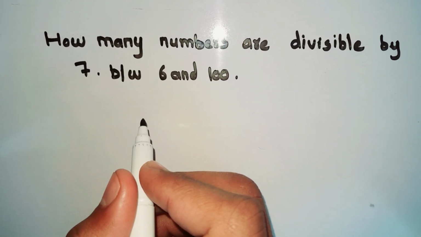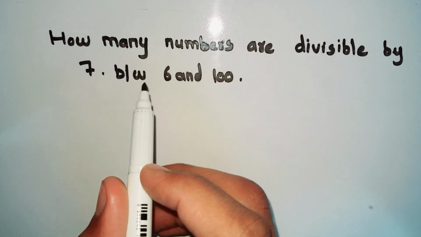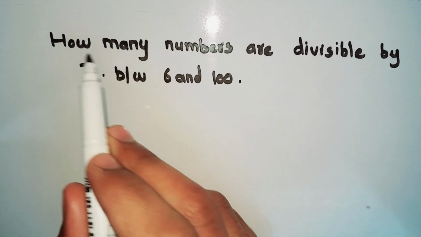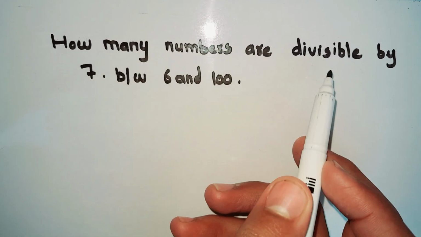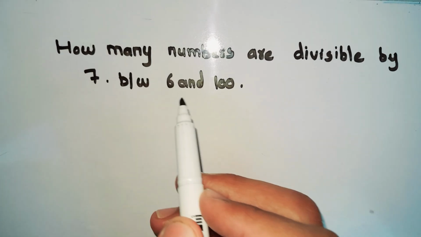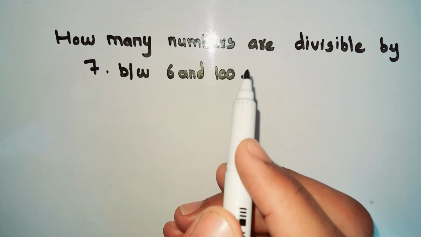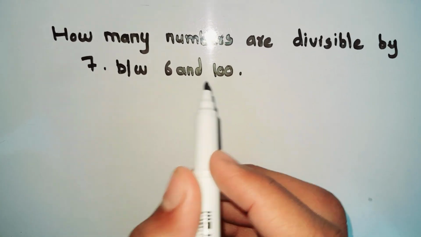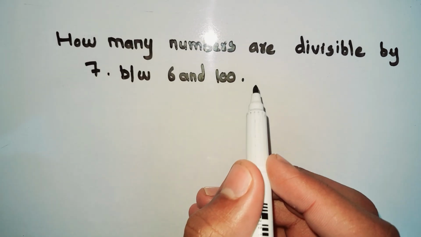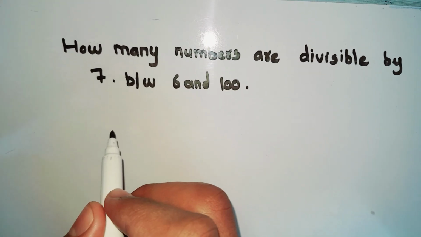In this video we are going to solve this beautiful problem. The problem is: how many numbers are divisible by 7 between 6 and 100? We have to find the number of values between 6 and 100 that are exactly divisible by 7.